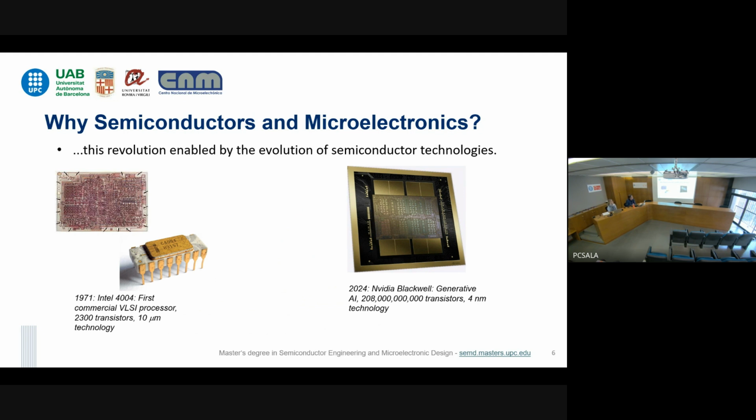Note these numbers about the technology. This chip on the left was manufactured in 10 micron technology. Currently, 4 nanometer technology. There is a factor of more than 2,000 between these technologies. This technology refers to the minimum feature size, the minimum resolution, the minimum dimension that you can implement in an integrated circuit. In the 1970s, you could not design and implement things smaller than 10 micrometers. Now you can do things as small as 4 nanometers.